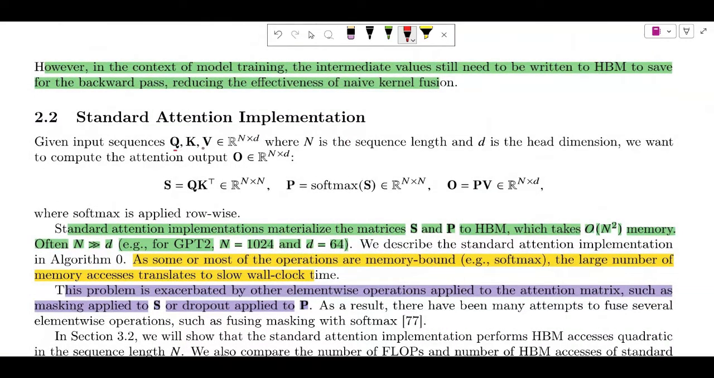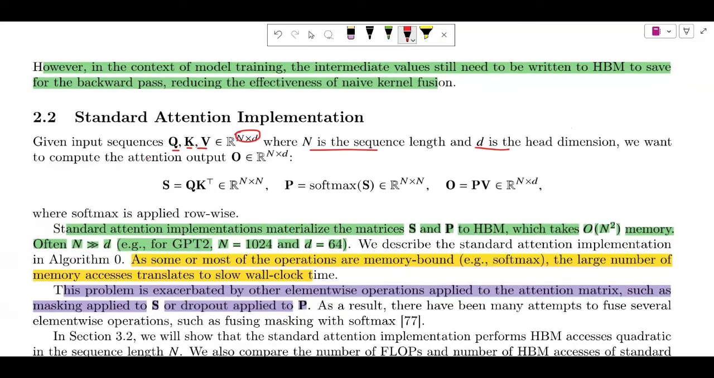So you have a query, key and value of size n cross d, where n is the sequence length and d is the head dimension. To calculate the output, we have to calculate the attention scores QK transpose, which is n cross n, and this n cross n is the root of all problems. So this makes it quadratic in n.